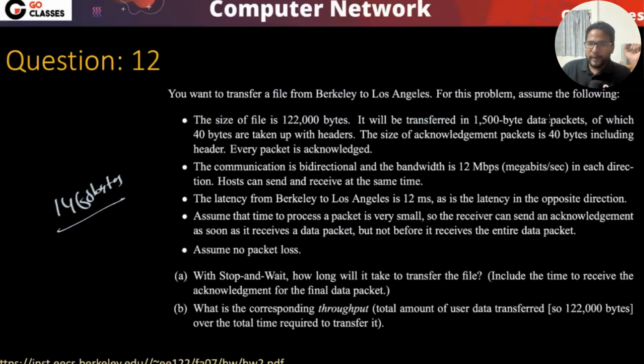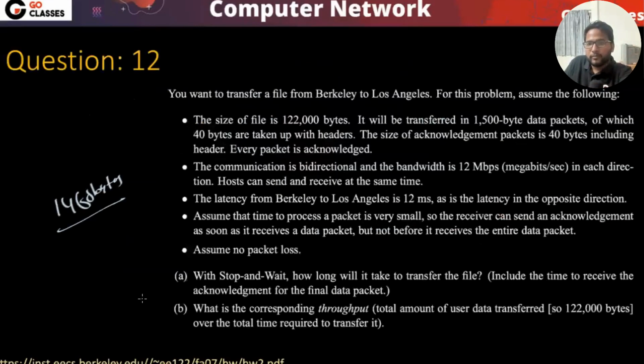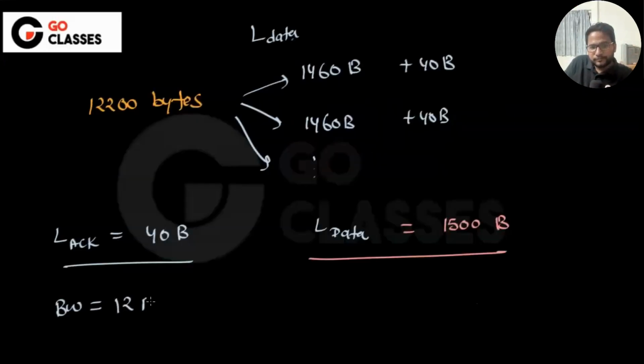Now the communication is bidirectional and the bandwidth is 12 Mbps in each direction. Host can send and receive at the same time. The latency from Berkeley to Los Angeles is 12 milliseconds, and that is the same latency in the opposite direction. So they have given the bandwidth, which is 12 Mbps, megabits per second. They have given the propagation time also in both directions, which is 12 milliseconds, something like that, right?